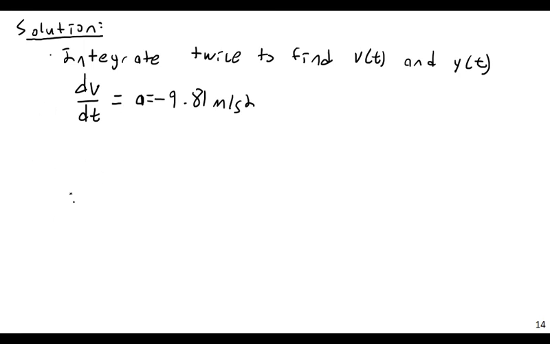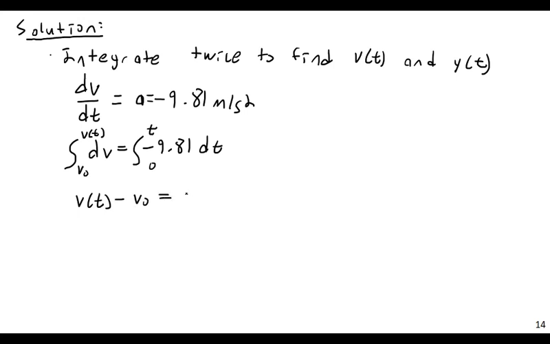Okay, so I move the dt to the other side, so now I'll have negative 9.81 dt. I integrate both sides. I'm going to integrate this one from v naught to v of t, and this one from 0 to t, and I get that v of t minus v naught is equal to negative 9.81 t.